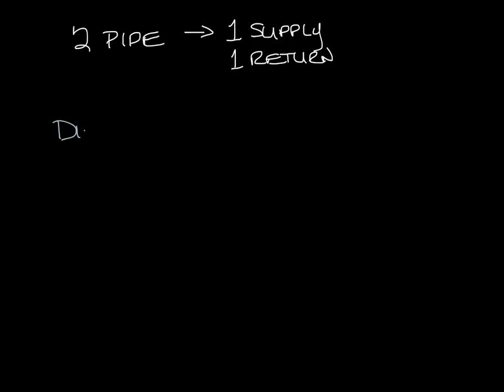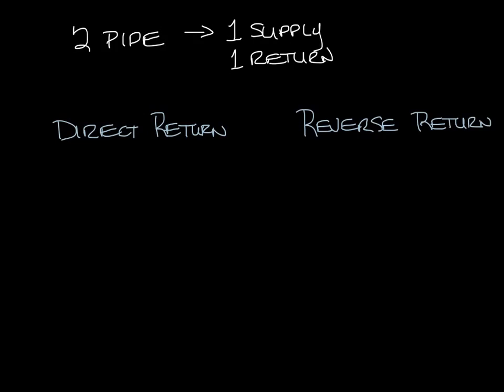In a two-pipe system, you have two main pipes. One to supply water from the boiler or chiller, and another to return water to the boiler or chiller. There are two ways to lay the system out: direct return and reverse return. In a direct return system, the return piping takes the shortest path back to the chiller or boiler. It looks kind of like this.